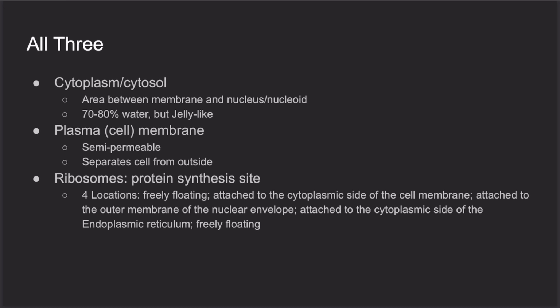So now what do all three of them share? Kind of the big ones, cytoplasm and cytosol. It's essentially the area between the membrane and the nucleus or the nucleoid, right? It's like a jelly-like substance. That's the cytosol, and it's like 70 to 80% water. That's not really important, except if we remember what we talked about in the previous video, water is polar. So if it's mostly water, then the cytoplasm is going to be polar, right?